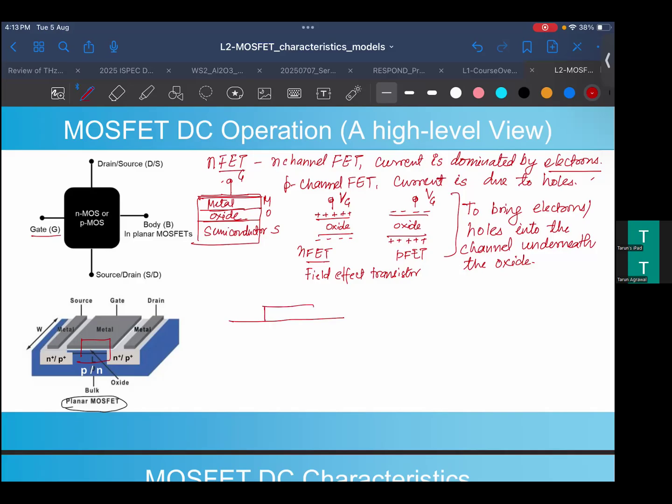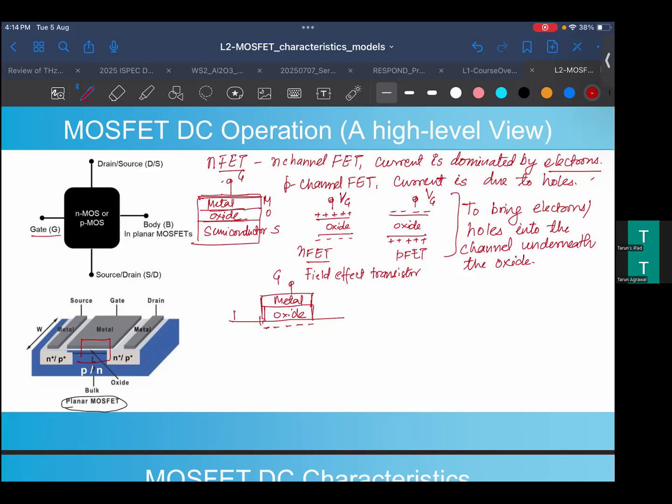This is the part we have already made, where there's a metal, and this is your gate. By applying a certain positive or negative gate voltage, we have brought in a negative or positive charge. Let's say if it is an NFET, it's a negative charge. Then after this charge has come into the channel, we have to basically make it flow.